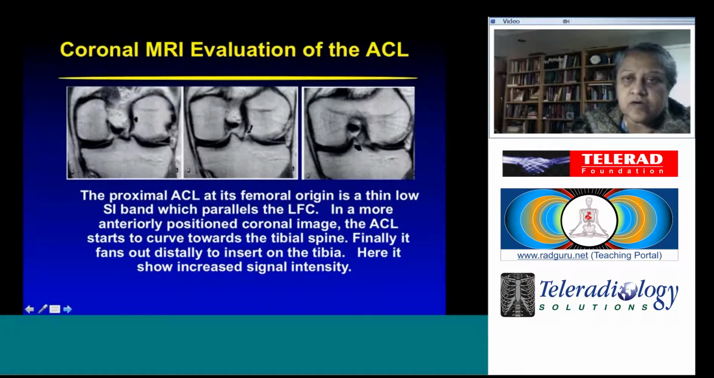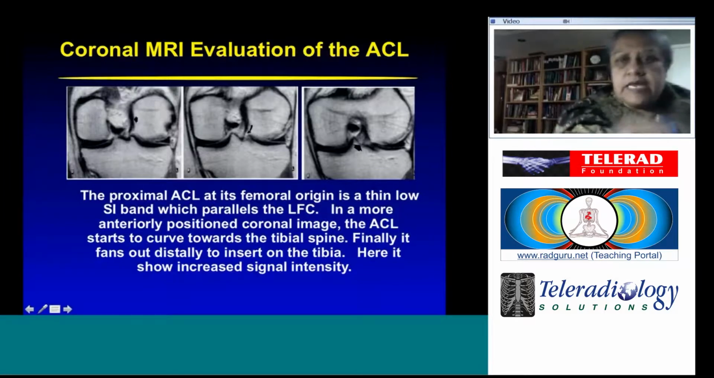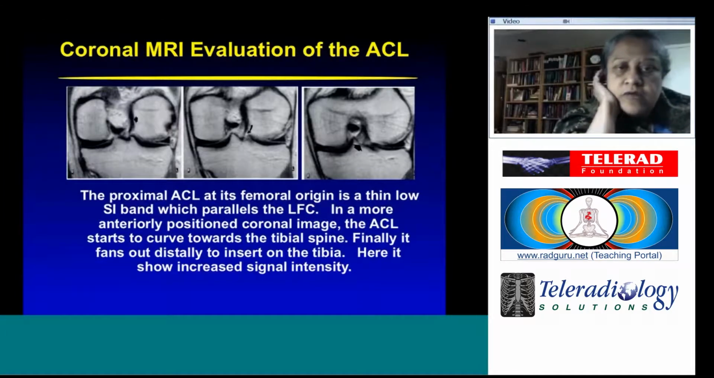Here is a coronal series of sections of the ACL. I've put arrows so that you can see where exactly the ACL is starting. Proximally, the ACL is a very thin, low signal intensity band paralleling the medial aspect of the lateral femoral condyle. In a more anteriorly positioned coronal image, you can see that the ACL starts to curve towards the tibial spine. And finally, it fans out distally to insert on the tibia. Here it shows an increased signal intensity.